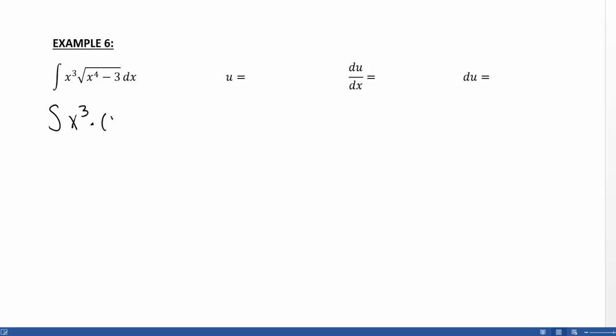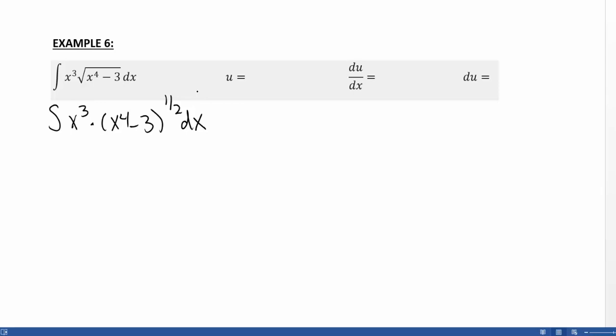So I have x cubed times (x to the fourth minus 3) to the 1/2 power dx. Now that I've rewritten it as the 1/2 power, I see that I have a parentheses raised to a power. A quick look at the function inside that parenthesis, I see I have x to the fourth minus 3, and I know the derivative is 4x cubed.